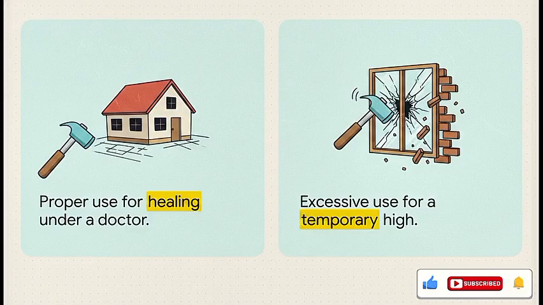Let's make sure we clearly distinguish between proper medical use and drug abuse. Proper use is all about healing, strictly under a doctor's orders. Drug abuse, on the other hand, is that excessive use for a dangerous high. It's kind of like a hammer. A hammer is an incredibly useful tool, right? It helps build a strong, beautiful house when you carefully follow an architect's blueprint. But that exact same hammer, it will shatter windows and tear down walls if you just start swinging it around recklessly. Proper instruction and the right intention, they literally make all the difference.